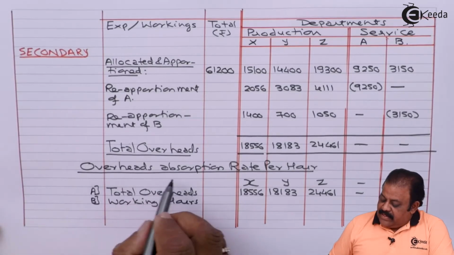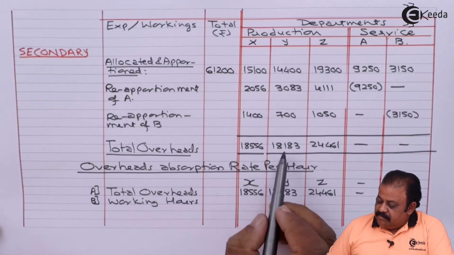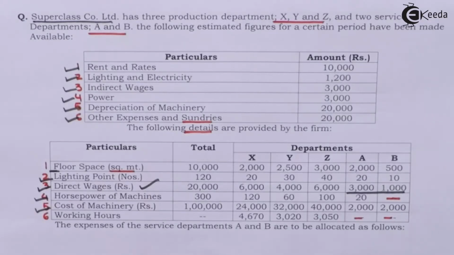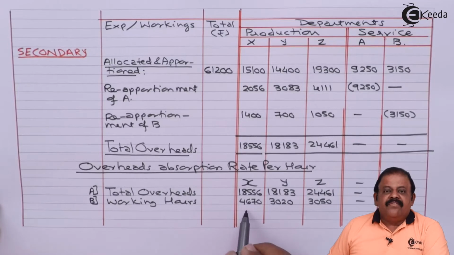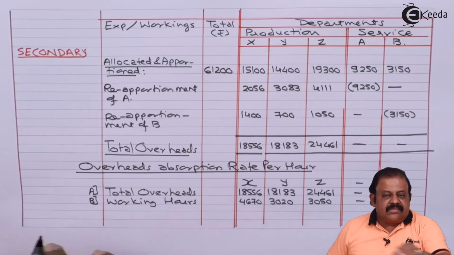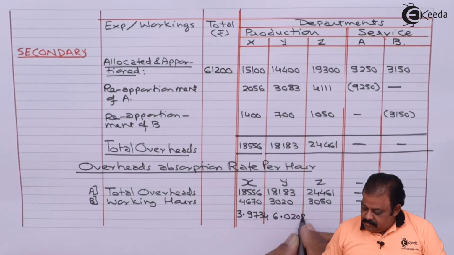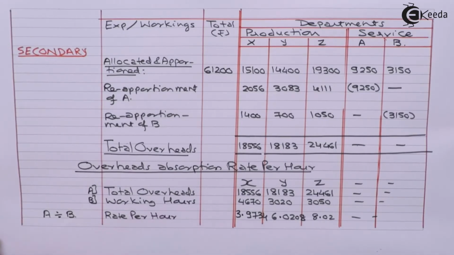Now let us calculate overheads absorption rate per hour. We got total overheads for department X 18,556, department Y 18,183, department Z 24,461. Working hours are given in the question: X 4,670, Y 3,020 and Z 3,050. We got the amount of total overheads, we got the amount of working hours. So total overheads will be divided by working hours. So we have calculated rate per hour, total overheads divided by working hours.